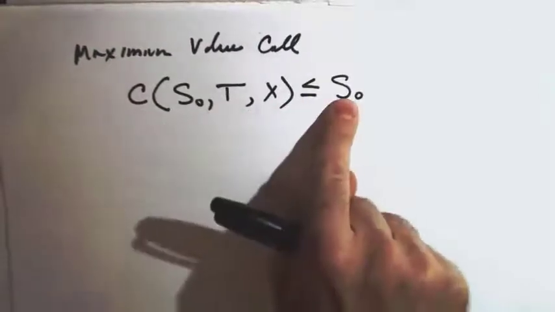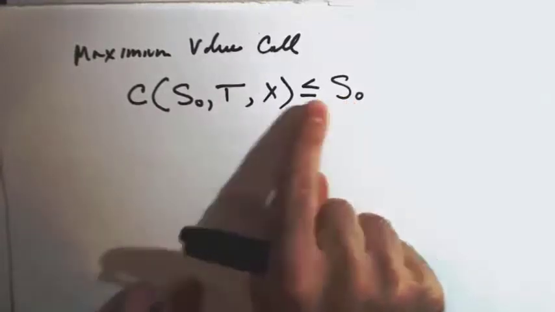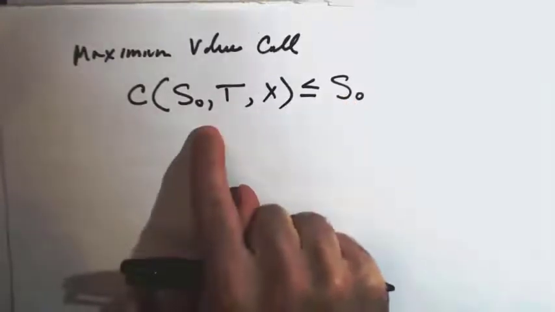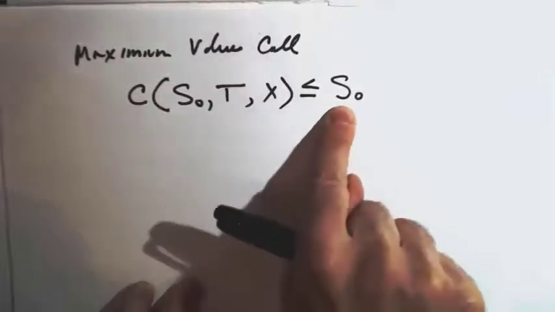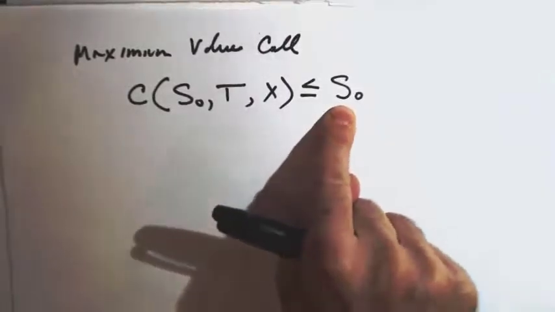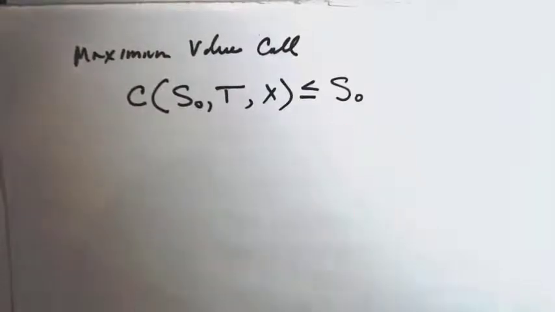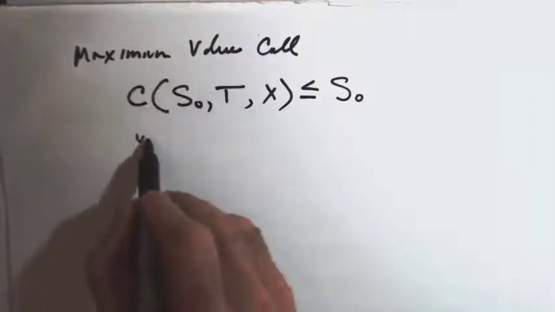A call option can never be worth more than a stock. If you really think about it, a call option can never be worth more than a stock, because the only thing that you can do with the call option is exercise it and convert it into a stock. I mean, you can sell the call option, but we're talking about what you can do if you hold a call option. You can only exercise it and exchange it for shares of the stock. So the call option itself can't be worth anything more than the underlying stock that it can be converted into. So this is an upper bound. That's what we mean by maximum call value.